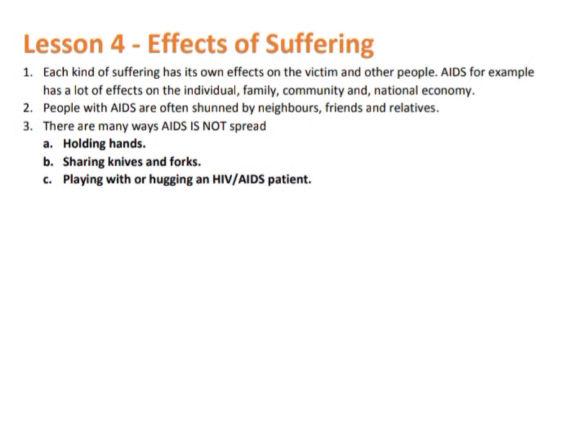Lesson 4 is talking about the effects of suffering. Each kind of suffering has its own effects on the victims and other people. AIDS, for example, has a lot of effects on individuals, the community, and the national economy. People with AIDS are often shunned by neighbors, friends, and relatives. There are many ways AIDS is not spread. When you hold hands, you cannot get AIDS. Shaking hands, if you don't have any cut, sharing knives and forks, playing with or hugging a person who is HIV positive, you can't get HIV and AIDS.